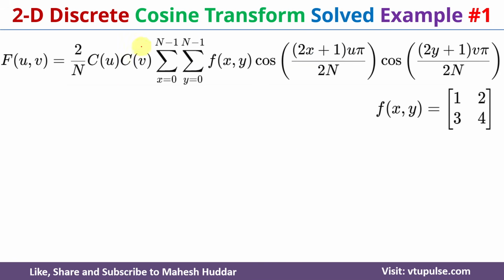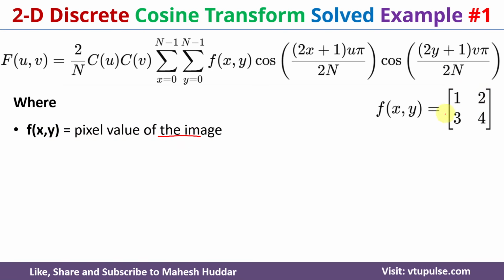For that, we need to use this formula, that is f of u comma v is equal to 2 divided by n, C of u, C of v, summation of x is equal to 0 to n minus 1, summation of y is equal to 0 to n minus 1, f of x comma y multiplied with cos of (2x plus 1) u pi divided by 2n multiplied with cos of (2y plus 1) v pi divided by 2n, where f of x comma y are the pixel values of the image.